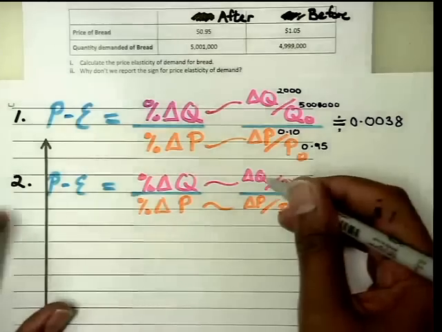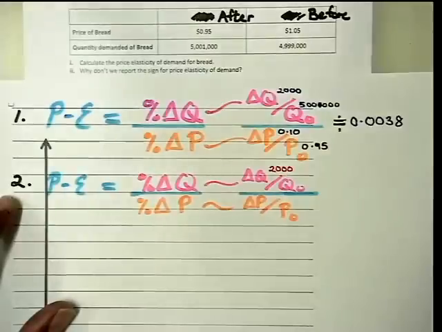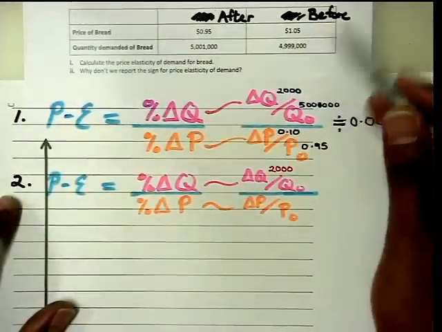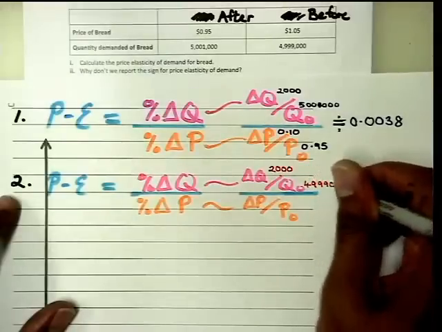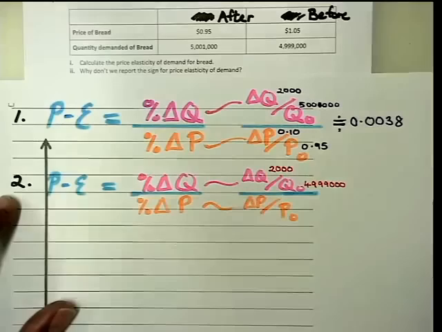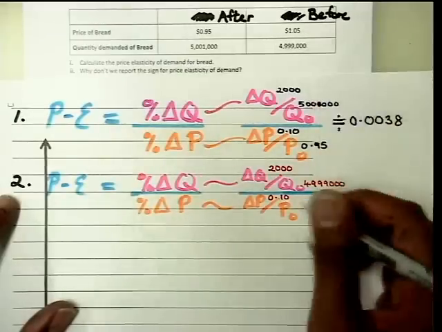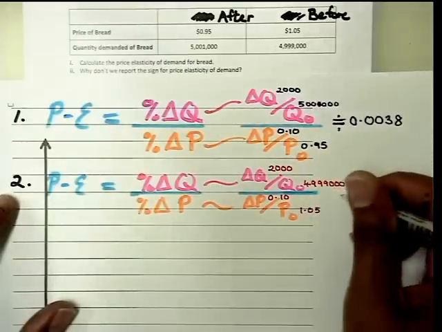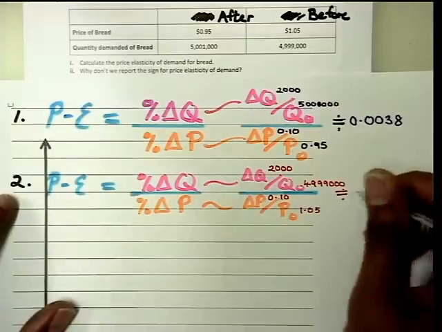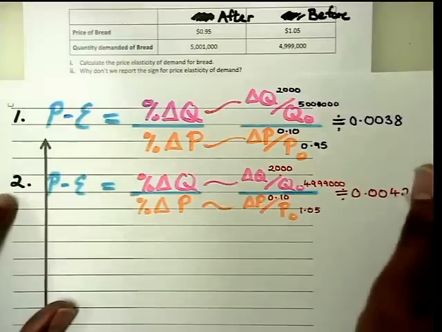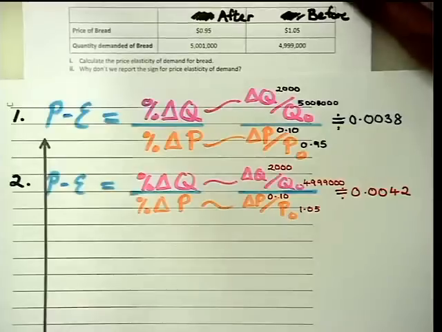The change in quantity is still the same, right? 2,000. But now the original quantity is, since we're starting here, this is the before, 499,000. Change in price is still 10 cents, but the original price is now $1.05. What's the answer, please? 0.0042 approximately. Is it the same as before? Is it around the same ballpark figure?